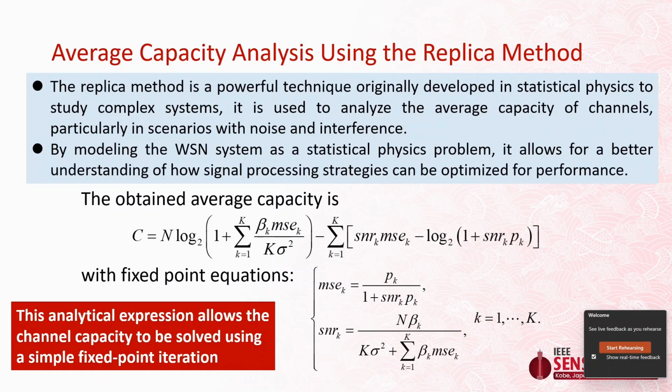In the context of wireless networks, the replica method is used to analyze the average capacity of channels under various conditions, particularly in scenarios with noise and interference. By modeling the communication channels as a statistical physics problem, it allows for a better understanding of how signal processing strategies can be optimized for performance.